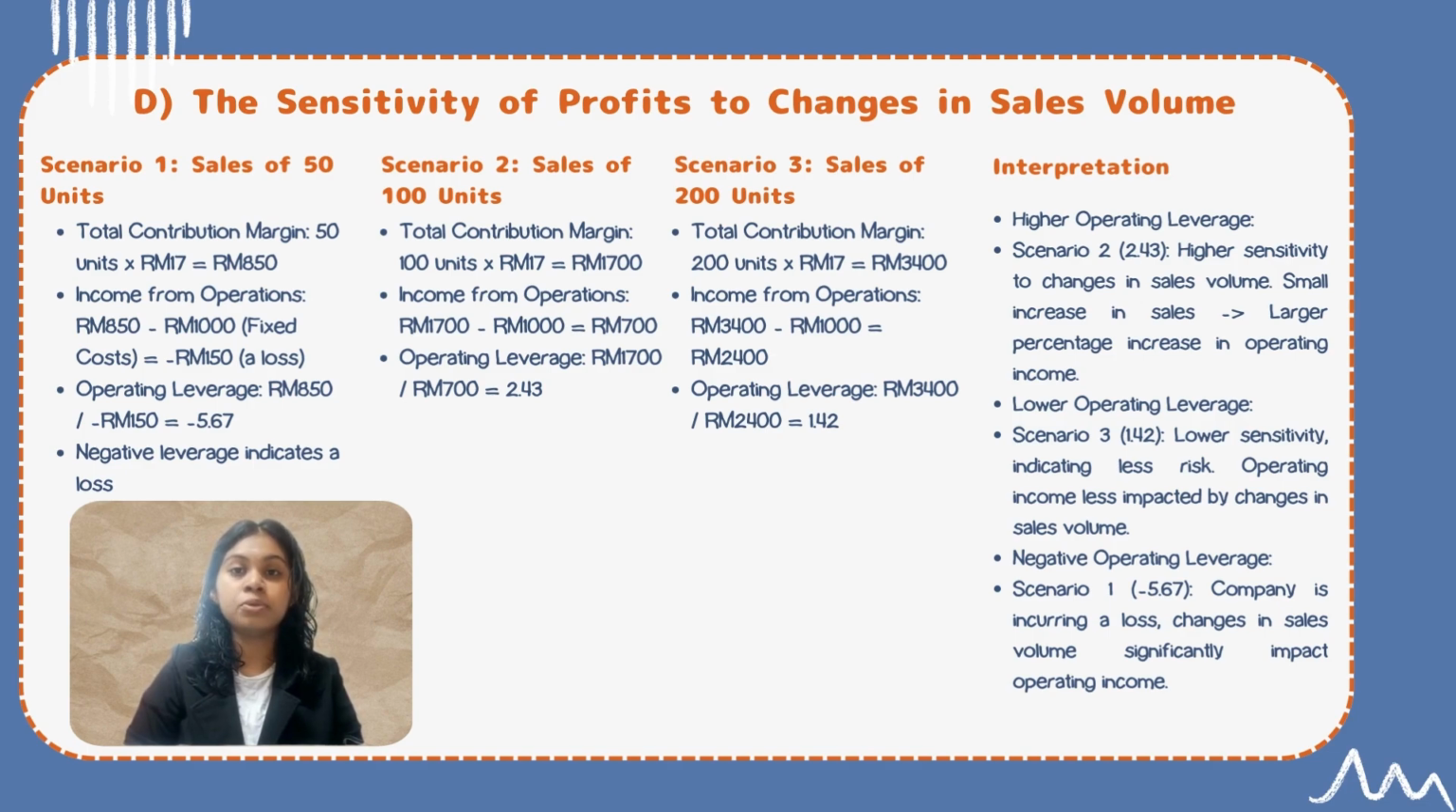Scenario 2: at 100 units sold, our contribution margin is RM1700 with income from operations of RM700. Here the operating leverage is 2.43, indicating high sensitivity to sales changes, where a small increase in sales can significantly boost profit. Scenario 3: with 200 units, the contribution margin reached RM3400, resulting in an operating income of RM2400 and an operating leverage of 1.42. This lower leverage shows reduced sensitivity, making the company less risky as profits are more stable.